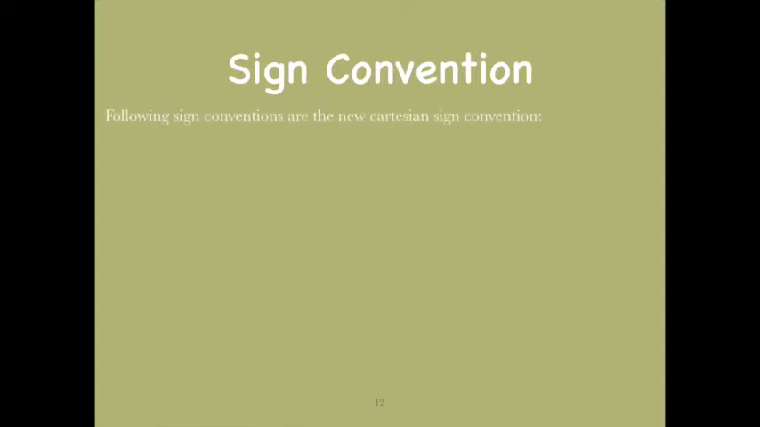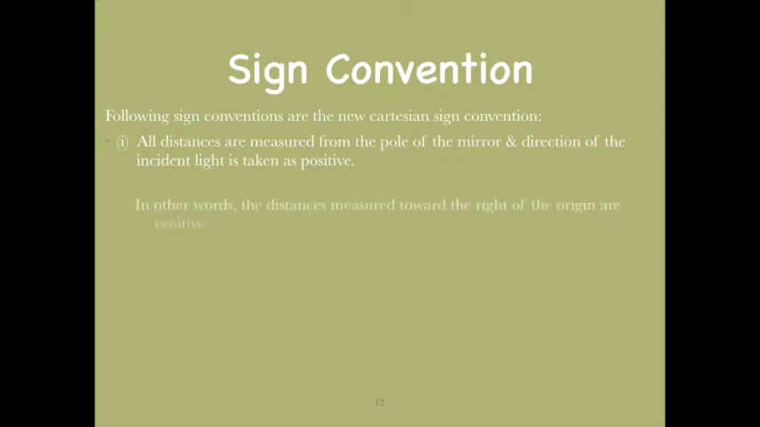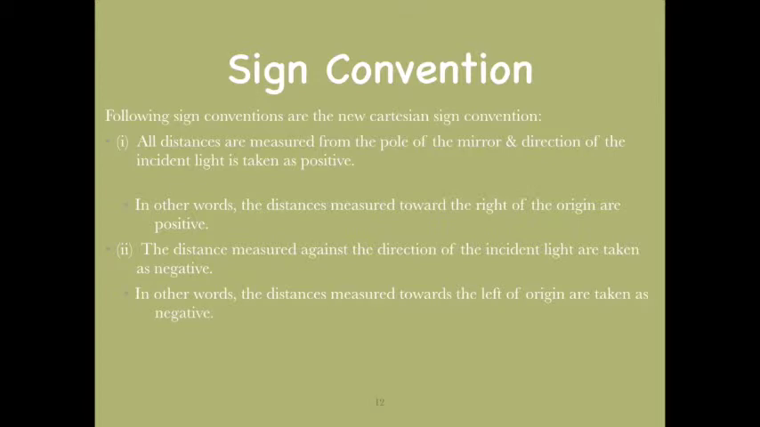So let's learn about the sign convention. The following sign conventions are the new Cartesian sign convention. Fine. Here all the distances are measured from the pole of the mirror and the direction of incident light is taken as positive. In other words, the distances measured toward the right of the origin are positive. Similarly, the distances measured against the direction of the incident light are taken to be negative. In other words, the distances measured to the left of the origin are considered to be negative.